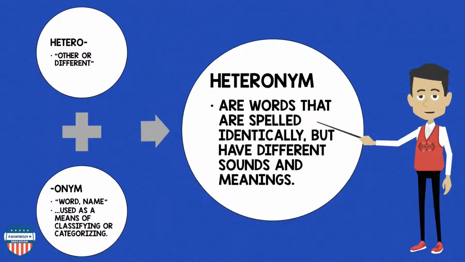Let's investigate the word heteronym. The prefix hetero means other or different. Onym means word or name. It's used as a means of classification or categorizing. A heteronym are words that are spelled identically but have different sounds and meanings.